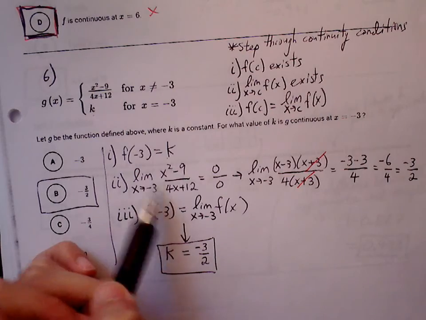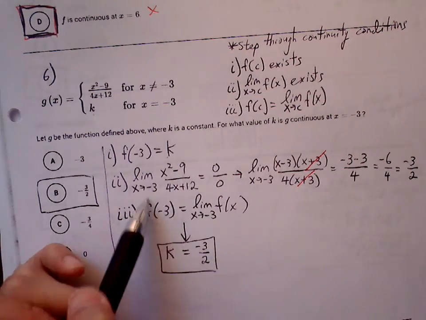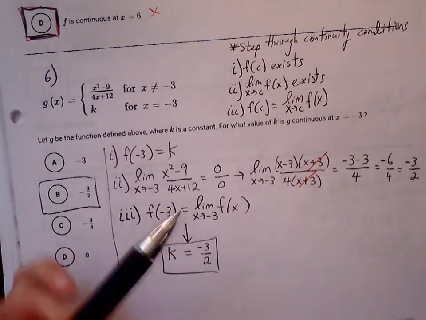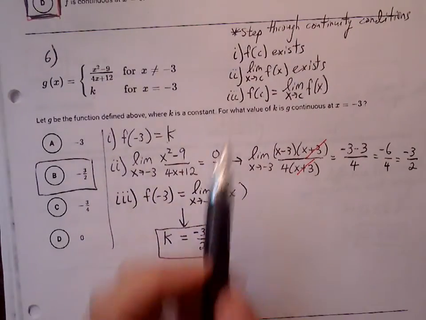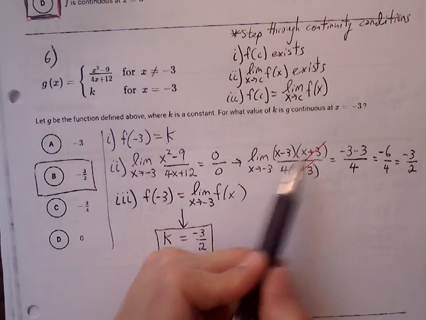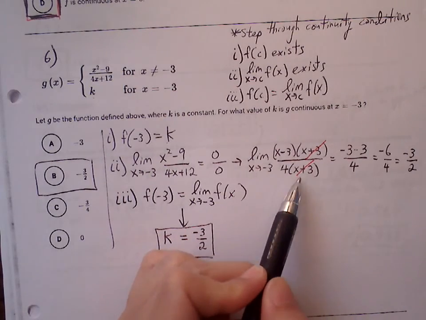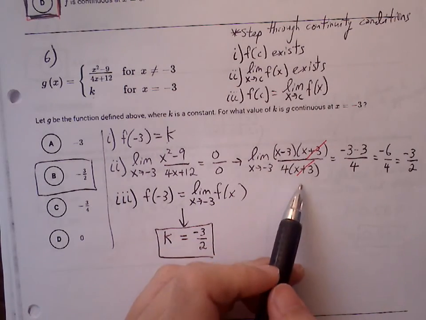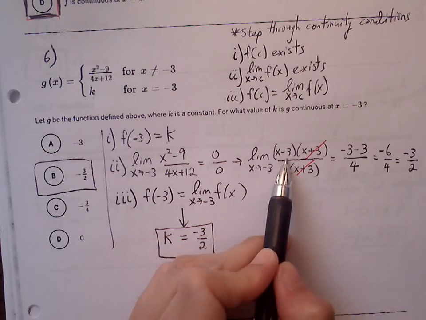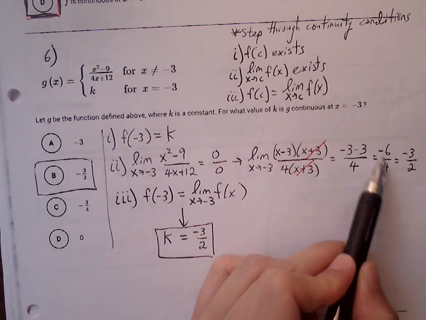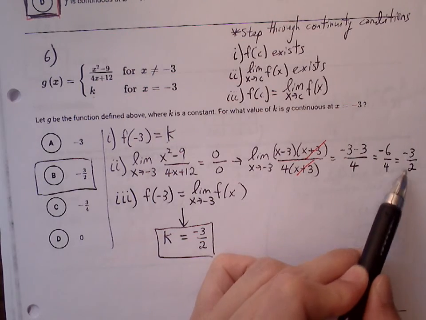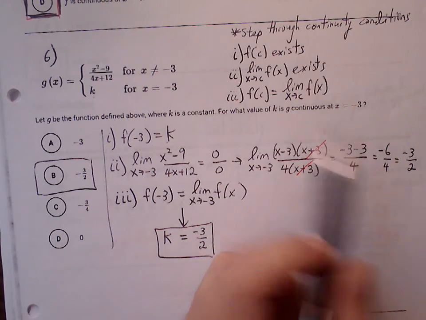Plug in the -3, we get 9 minus 9, which is 0. Plug -3 in, we get -12 plus 12, which is 0. 0 over 0, we can go through L'Hopital's rule, but here I just decided to go through factoring. So I factor the numerator, I factor the denominator. x + 3 are common factors that I can reduce. I can reevaluate at -3. So -3 minus 3 is -6 over 4, which equals -3/2. The limit is at -3/2.